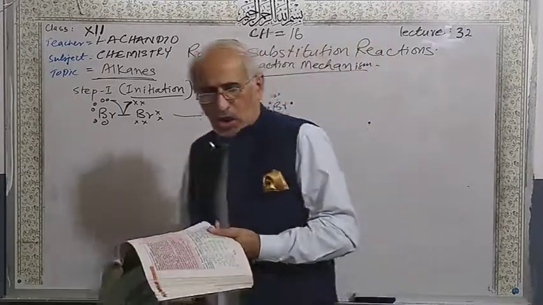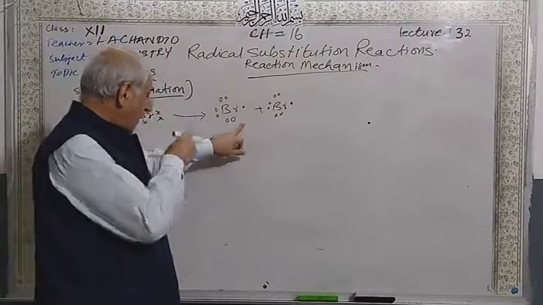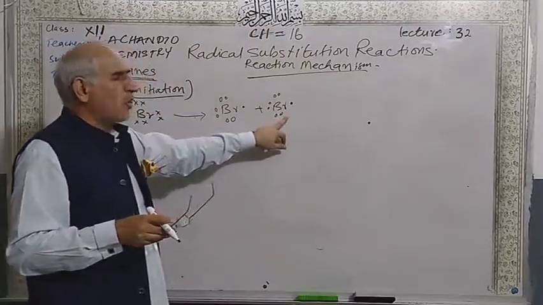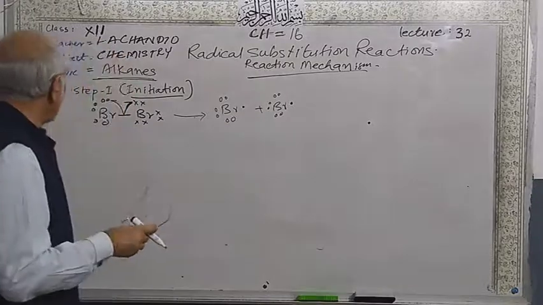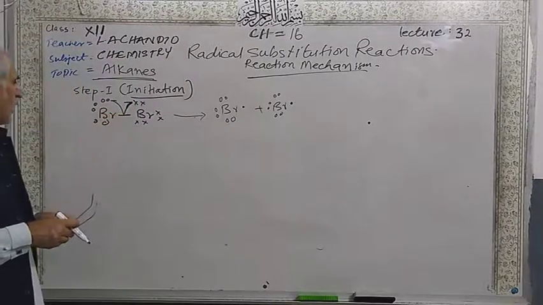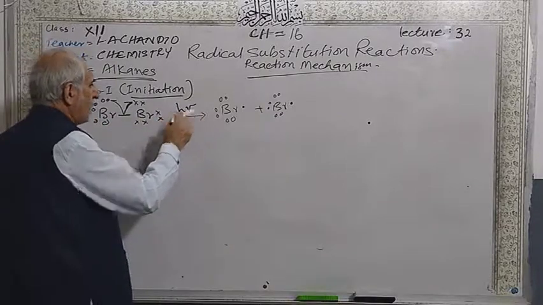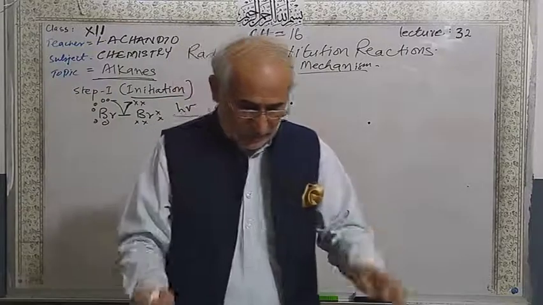It has an unpaired electron, an odd number of electrons, without any charge. This is one bromine free radical and this is another bromine free radical. There is the movement of one electron, which is why the half curly arrow is shown here. This is under the influence of diffused sunlight.